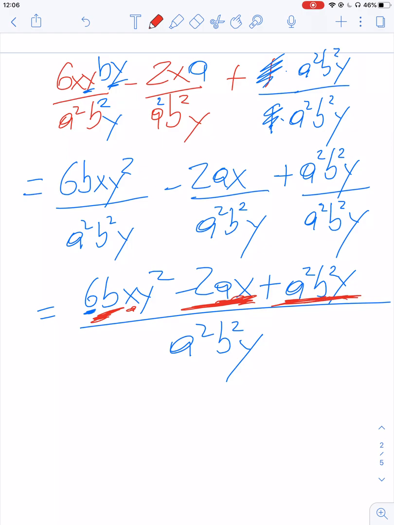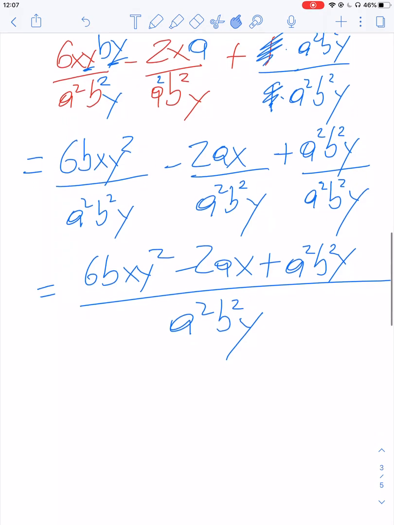There's a y here, there's a y there, but no y here. So this would be your final answer because I cannot factor this, okay? So this is kind of like a review of what we did last class, except now you have three fractions. But the idea is the same, right? You just have to find the lowest common denominator and work your way from there.